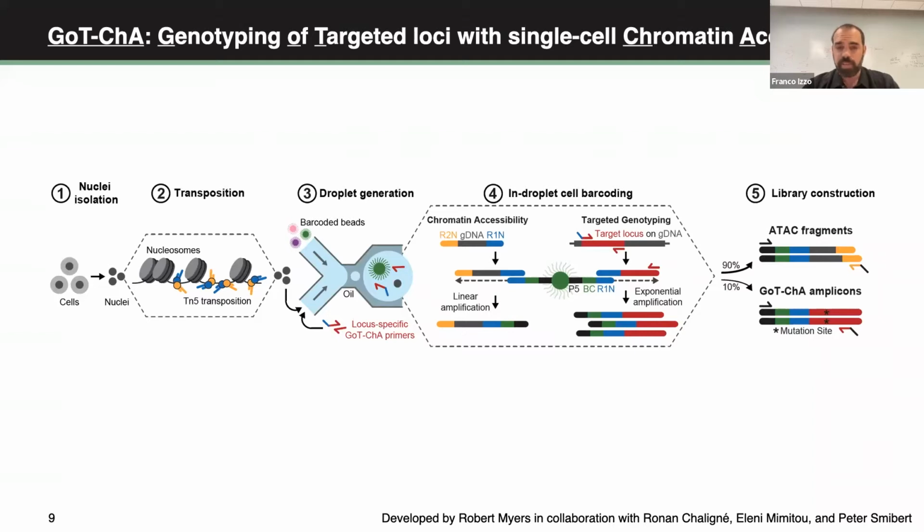So fundamentally, GoTChA was designed to surmount the limitations by using genomic DNA as a target of amplification instead of mRNA. So that allows genotyping of the loci irrespective of their genomic location, which is a big advantage, and can actually open the field to study mutations that are not necessarily located in coding sequences.